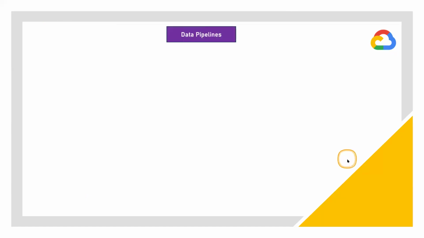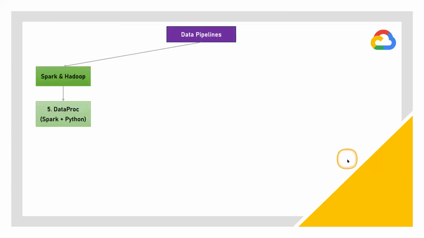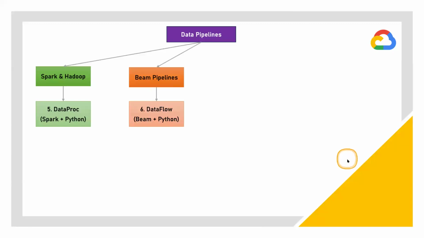And next, if you want to create pipelines, Spark pipelines, Hadoop pipelines, go to Dataproc. In this situation, we are going to learn about PySpark, everyone. So we will be creating Spark with Python pipelines. After that, I am going to tell you how to create Beam pipelines, that is Dataflow. Here you are going to learn about Apache Beam with Python.